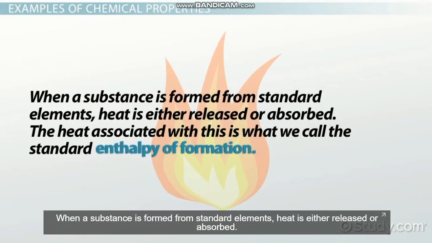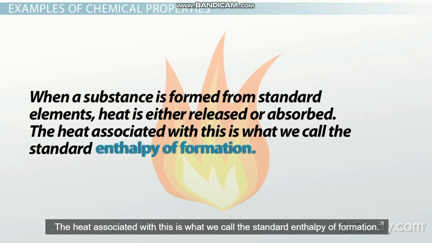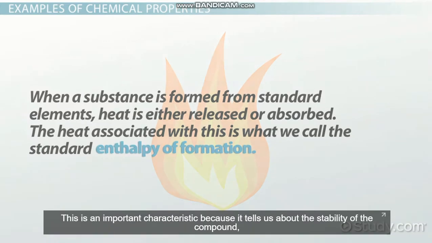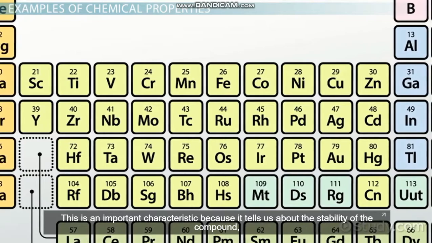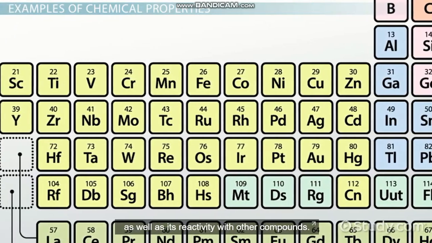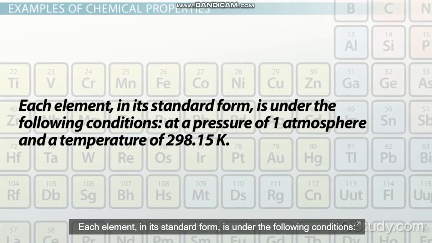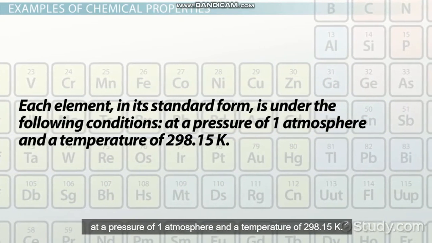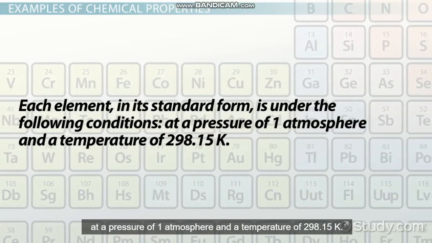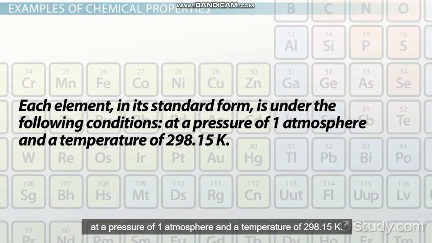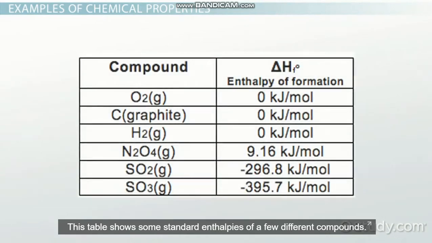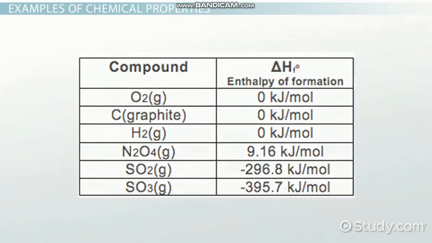When a substance is formed from standard elements, heat is either released or absorbed. The heat associated with this is what we call the standard enthalpy of formation. This is an important characteristic because it tells us about the stability of the compound, as well as its reactivity with other compounds. Each element in its standard form is under the following conditions: at a pressure of 1 atmosphere and a temperature of 298.15 K. This table shows some standard enthalpies of a few different compounds.